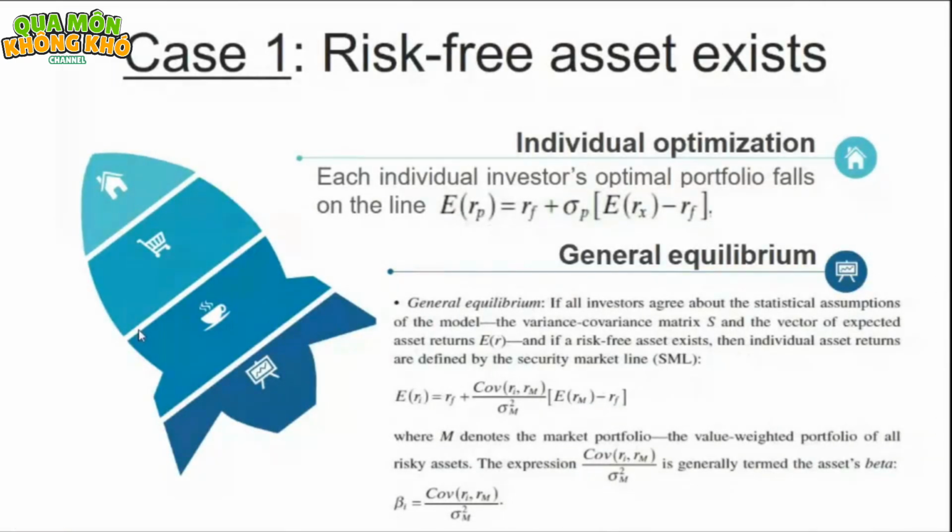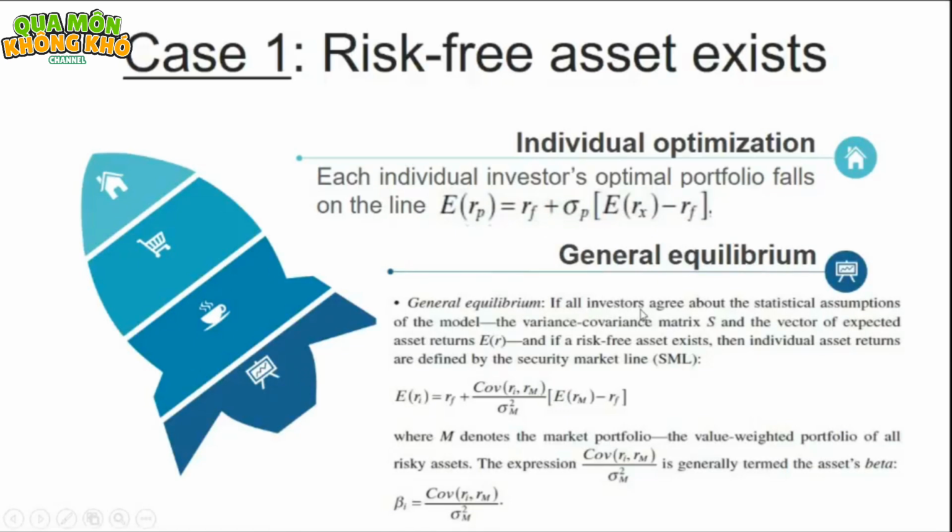For the case where a risk-free asset exists, for individual optimization, the Capital Asset Pricing Model states that each individual investor's optimal portfolio falls on this line. Here you can see that the expected return of the portfolio equals the risk-free rate plus the standard deviation of the portfolio multiplied by the expected return of portfolio X minus the risk-free rate.